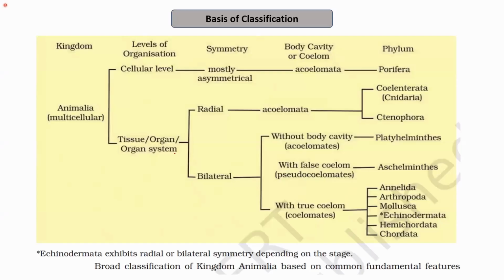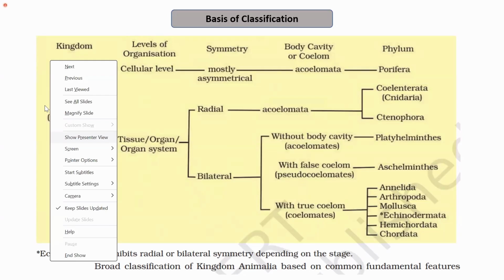This is the diagram which I always say we need to remember by heart in order to understand the classification of different organisms into different phyla under the broad classification Animalia. We know that under the kingdom Animalia, which are multicellular organisms, there are different organisms present on the basis of their level of organization.